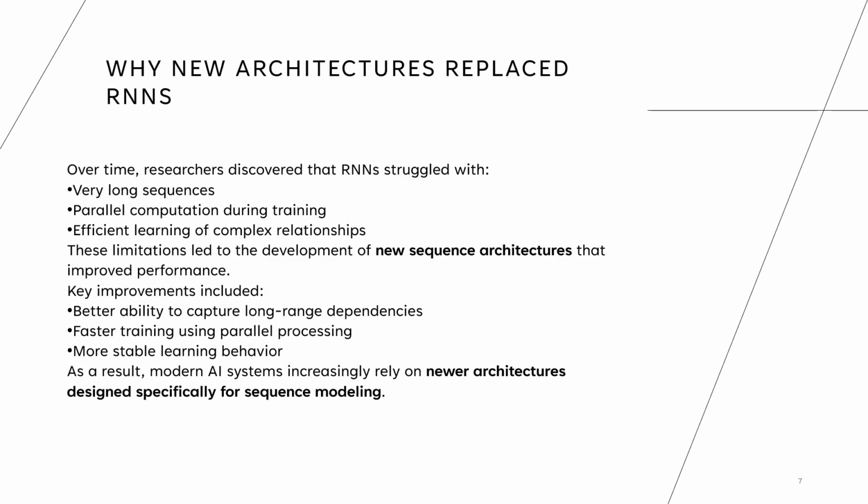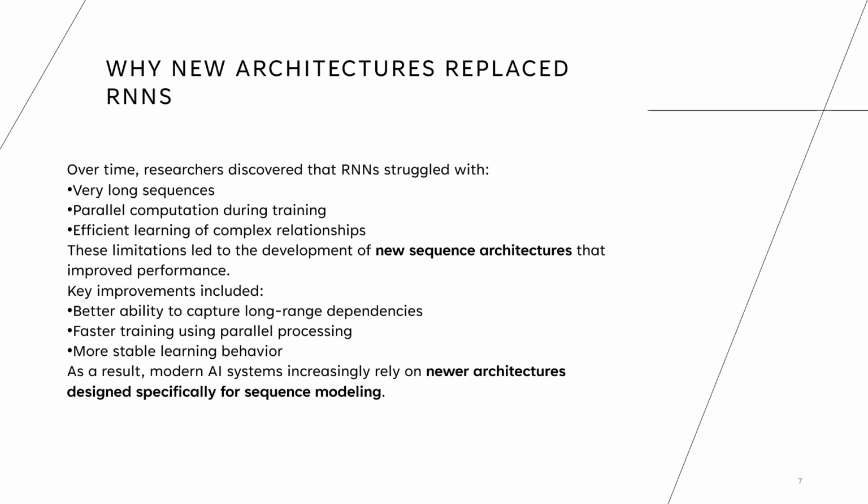Although recurrent neural networks played an important role in the development of sequence modeling, the field of artificial intelligence continued to evolve as researchers searched for more powerful and efficient approaches. Over time, several limitations of RNNs became increasingly apparent. One challenge is that recurrent networks process sequences one step at a time. Because each step depends on the previous one, many of the computations must occur sequentially. This makes training slower and limits how efficiently the model can use modern parallel computing hardware.